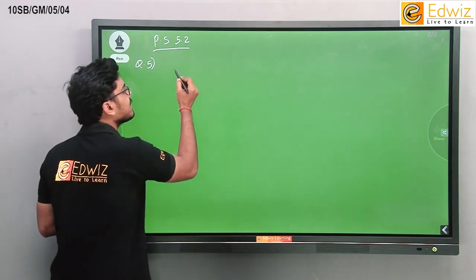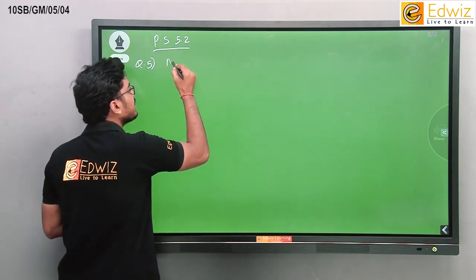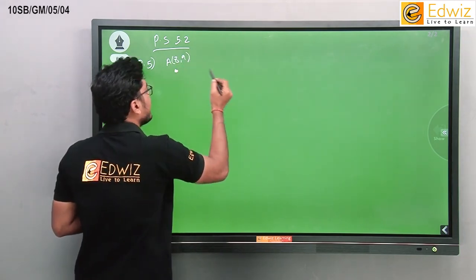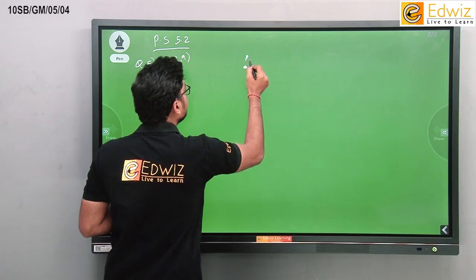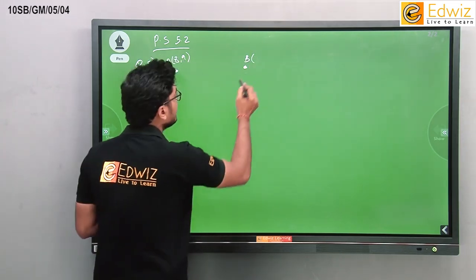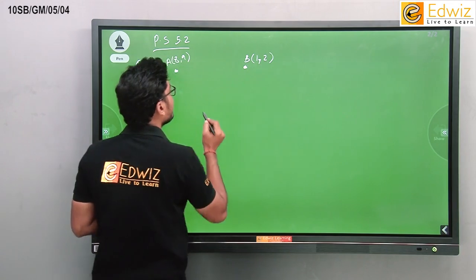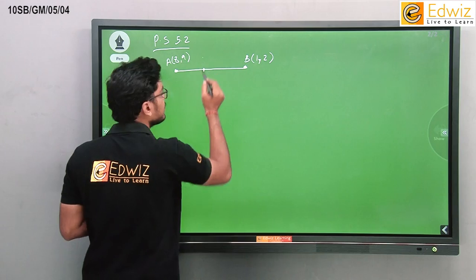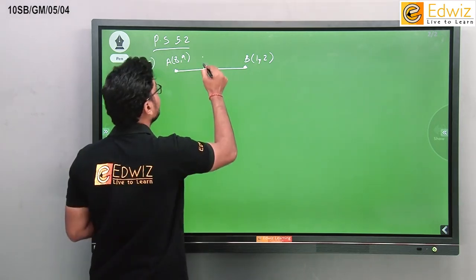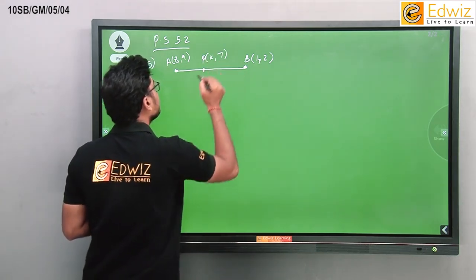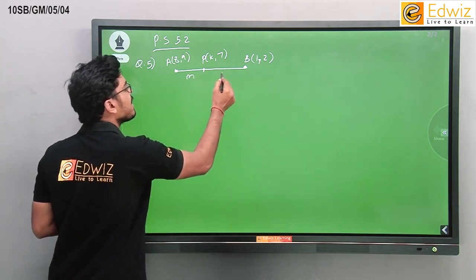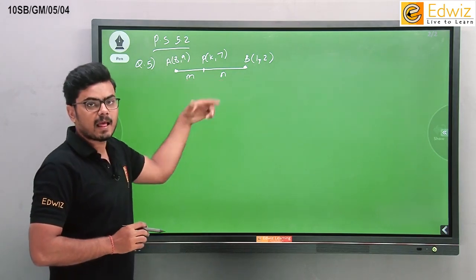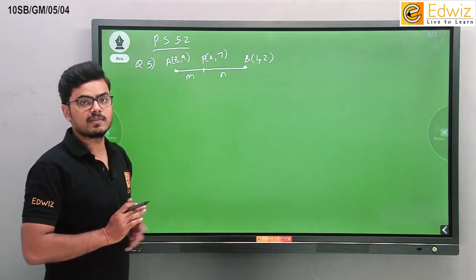So the picture will be like this. Suppose this is point A. Point A here is (8, 9) and there is another point B that is (1, 2). And the line joining these 2 points is divided by some other point, the point here is P (k, 7), in a particular ratio. Let us assume m and n. We don't know the ratio. So we have to first find the ratio and then find the value of this k also.